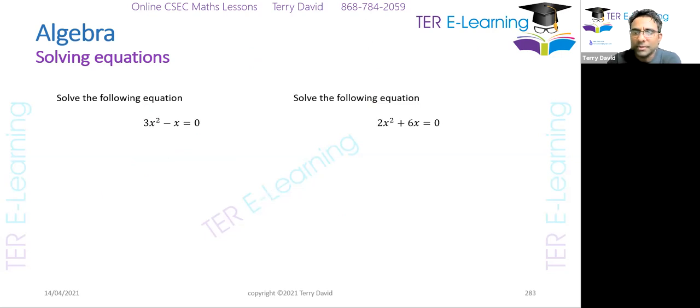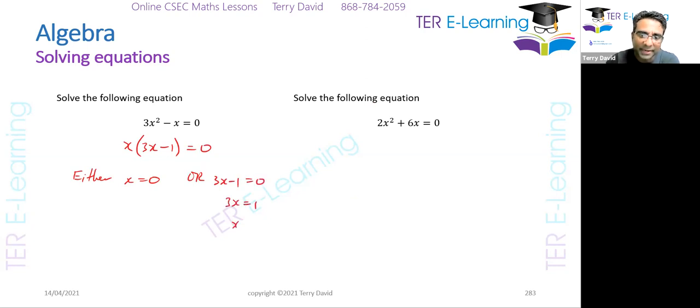Now, CXC has also brought questions like these as well. So 3x squared minus x, that's a quadratic again, right? And if we needed to factorize this, this is going to be x multiplied by 3x minus 1 is equal to 0, right? So I'm using the HCF method to factorize this. So now we can say either x is equal to 0, that's one solution, or we can say 3x minus 1 is equal to 0. So 3x is equal to 1, and therefore x is equal to 1/3, right?